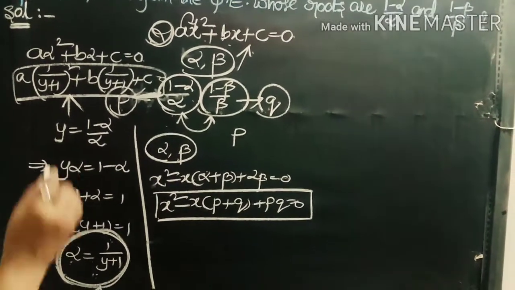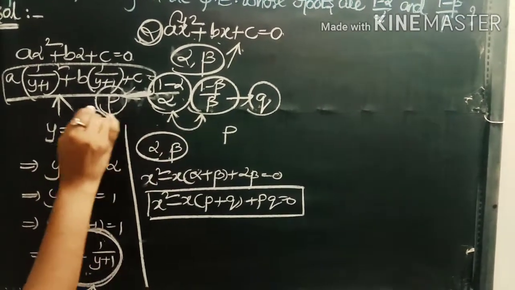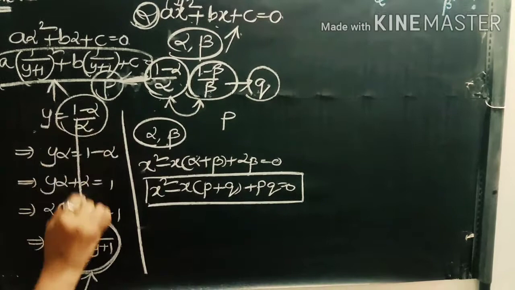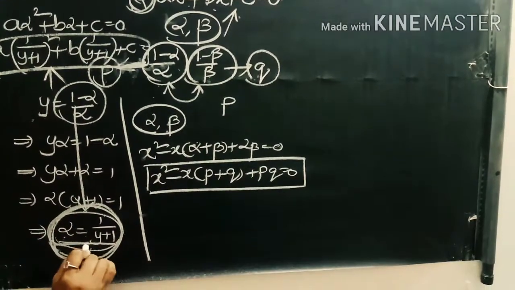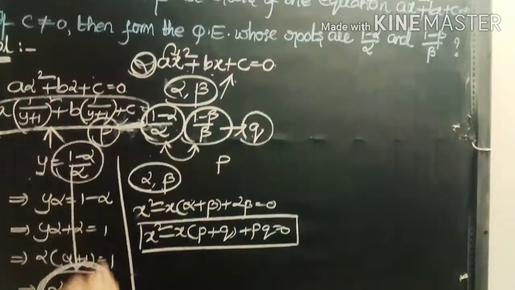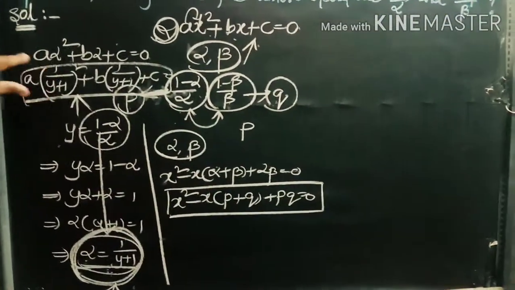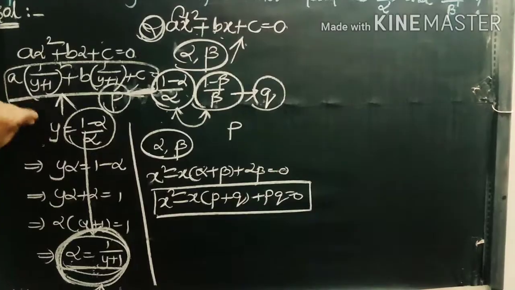So here first we take (1 − α)/α as y. From that equation we find the value of α and substitute that α value in the given equation. This is the second procedure. Basically we use this procedure to do the MCET and JEE Mains problems.